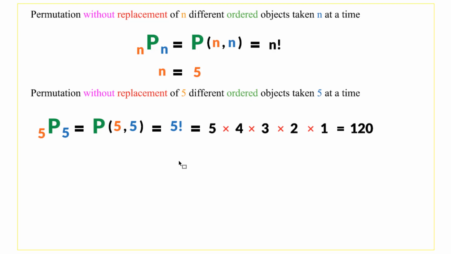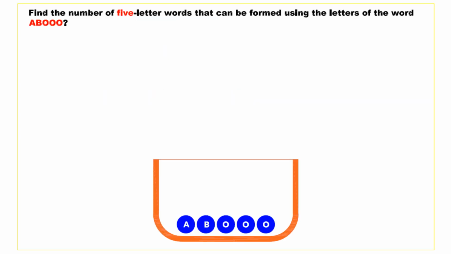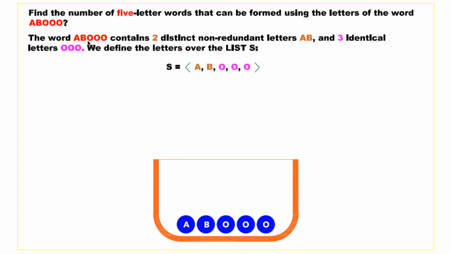So here we have permutation without replacement of 5 different ordered letters taken 5 at a time, and that is equal to 120. And now we ask a question about creating a word with identical letters, and that is: find the number of 5-letter words that can be formed using the letters of the word A, B, O, O, O. So now we have in the urn these 5 balls with the 3 O's and 2 letters A, B, and we notice that the word A, B, O, O, O contains 2 distinct non-redundant letters, A and B, and 3 identical letters, the 3 O's here.